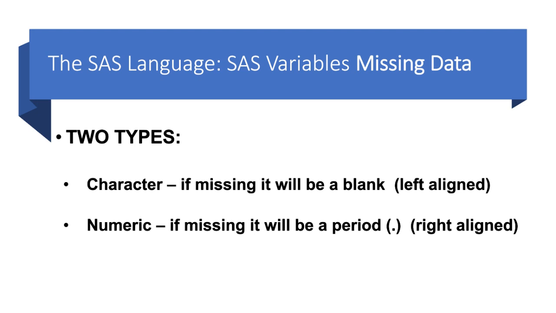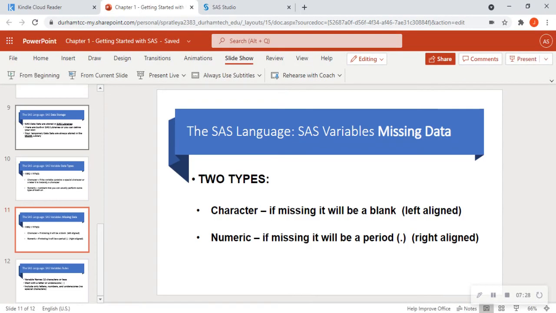But one way that you can figure out if it's character or numeric, if you have missing data, and in the real world, a lot of times you will have missing data, is this: if the data is missing and it's a blank there, it's going to be character, or left aligned in the output screen. If the data is missing and it's a period in its place, it's going to be numeric, or right aligned in the output screen.